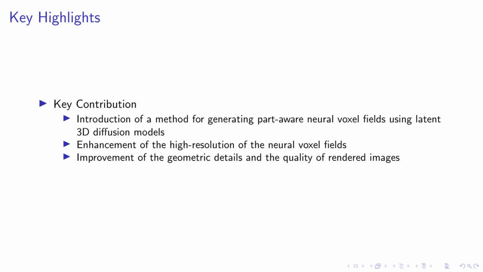In this slide, we're going to highlight the key contributions of our work. First and foremost, we've introduced a novel method for generating part-aware neural voxel fields using latent 3D diffusion models. This method is a combination of a latent 3D diffusion model and a part-aware shape decoder. The latent 3D diffusion model enhances the high resolution of the neural voxel fields, which in turn improves the geometric details and the quality of the rendered images. The part-aware shape decoder, on the other hand, integrates part codes into voxel fields to generate part-aware shapes with high-quality rendered images. These advancements represent a significant step forward in our field, and we're excited to share more details with you in the following slides.